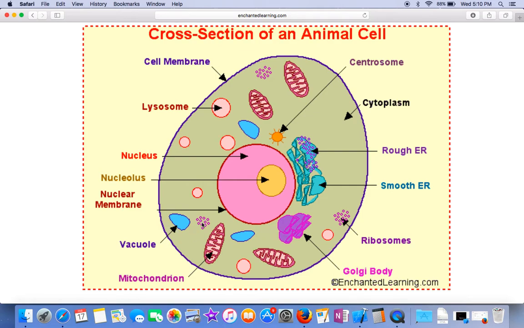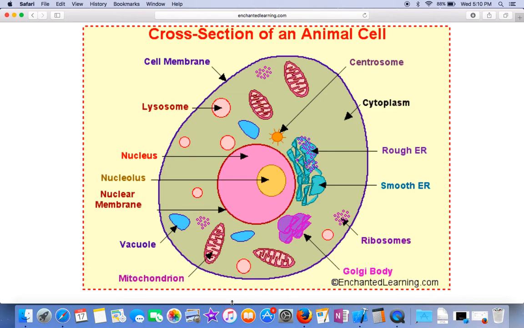And here are the vacuoles. Notice that in the animal cell there are multiple small vacuoles. Unlike the plant cell, where there's only one ginormous vacuole that takes up more than about half of the whole plant cell's area. So here are the vacuoles. They're small, and there are multiple vacuoles found in our animal cell.